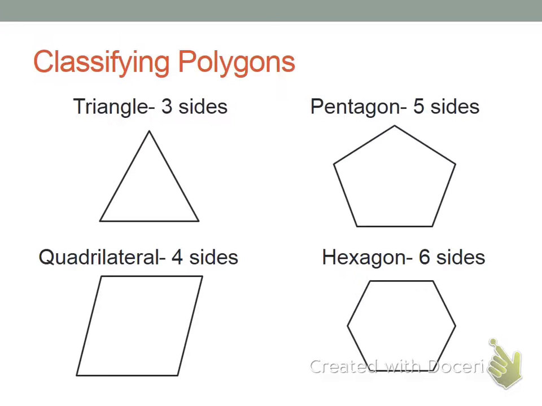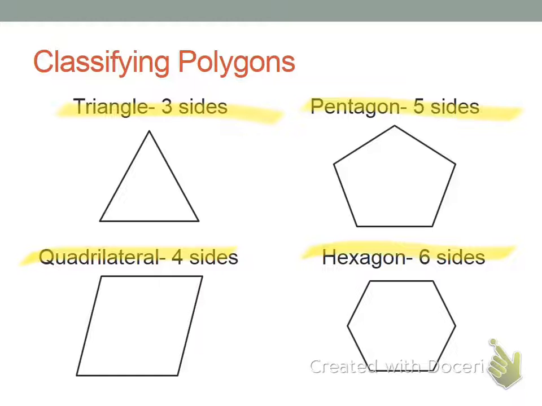All right, so now let's talk more about polygons. I'm not going to take a whole lot of time for you to write these in your notes because they are right there in your book. But you do need to write what I have highlighted. A triangle has 3 sides. A quadrilateral has 4 sides. Pentagon has 5 sides, and a hexagon has 6 sides.